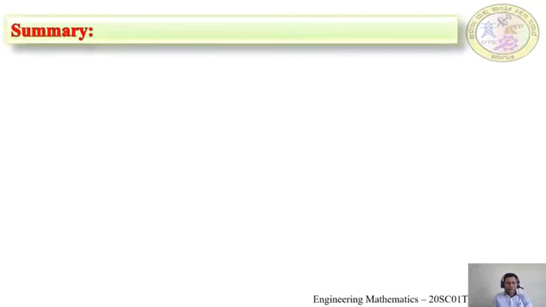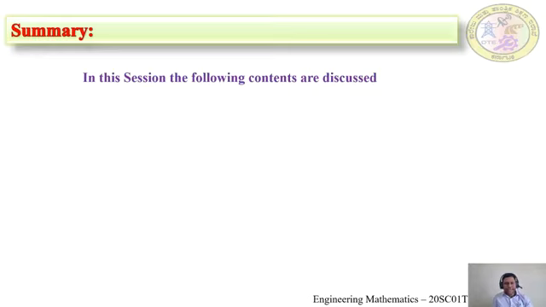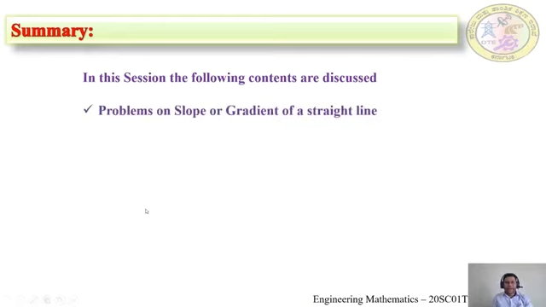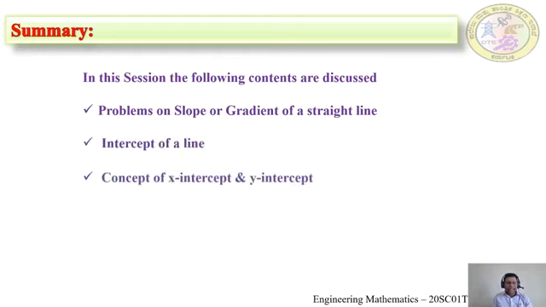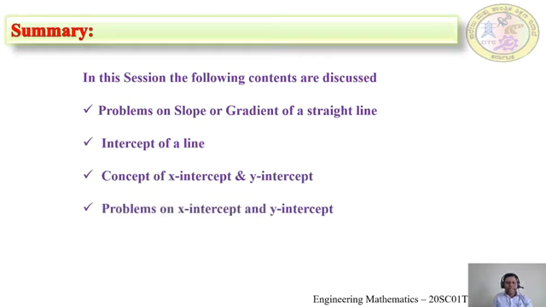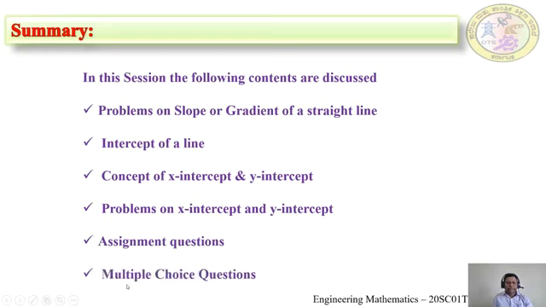Then we will move on to the last part of this chapter, that is the summary. So what are the things we have discussed in this session? The following contents are discussed. In today's session, we have studied problems on slope or gradient of a straight line, then the intercept of a line, then the concept of x-intercept and y-intercept, then problems on x-intercept and y-intercept, and how to find the x-intercept and y-intercept. Then we have given some assignment questions, and then we have discussed some multiple choice questions. So these are the things we have discussed in today's session.